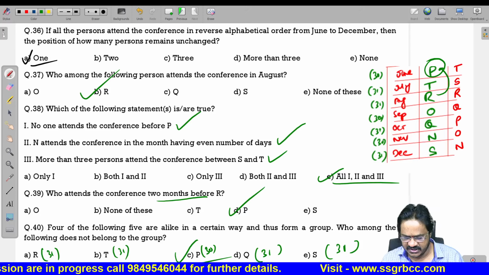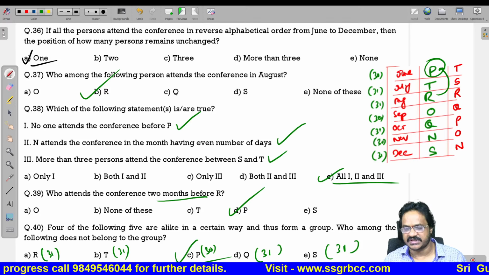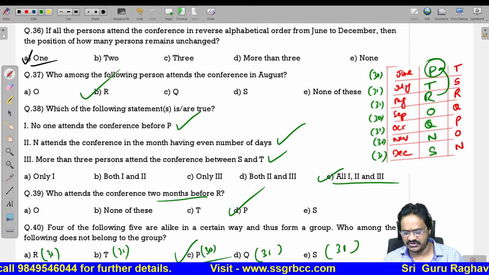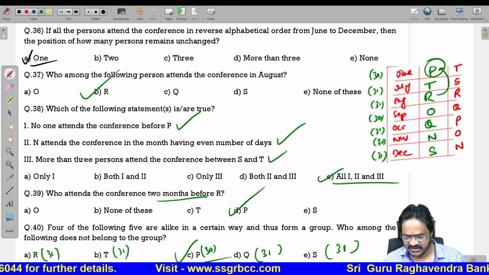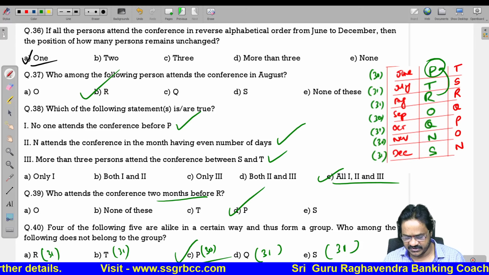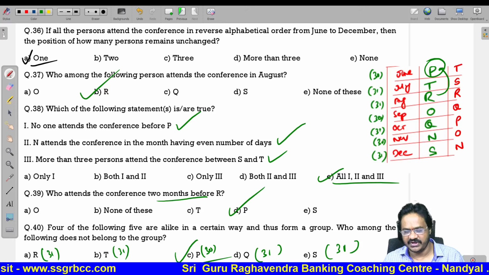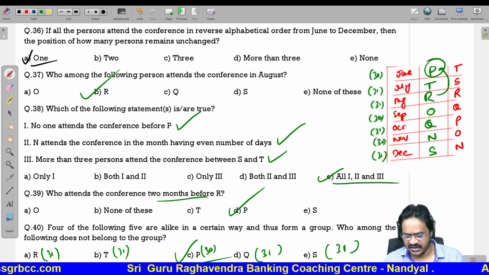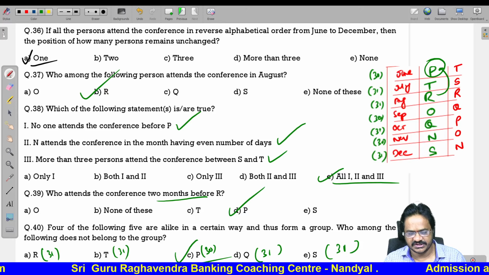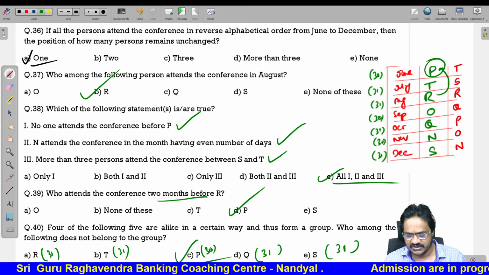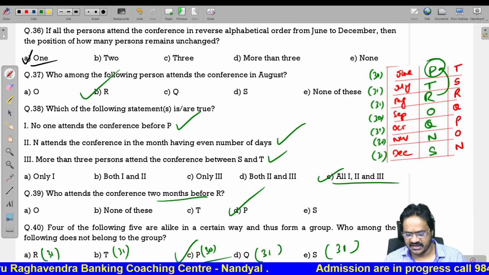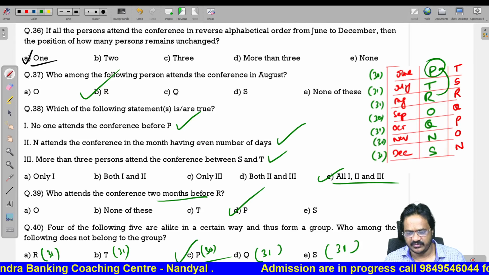Okay, this is the memory based paper that was conducted in August 2023. Last year, this is the paper that was given in your RRB prelims exam. So the pattern will be in this model only, and the level of the exam also is expected to be in this model only. So in the next classes, we will continue with some more memory based papers.